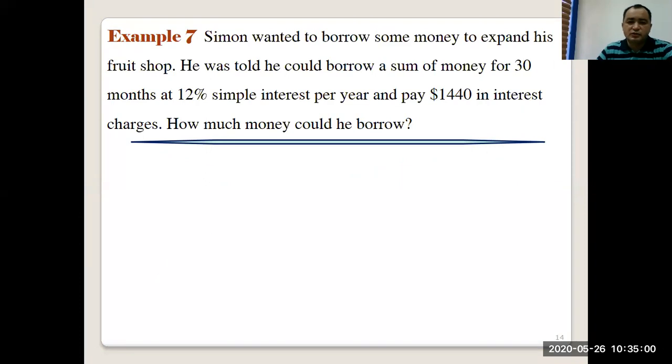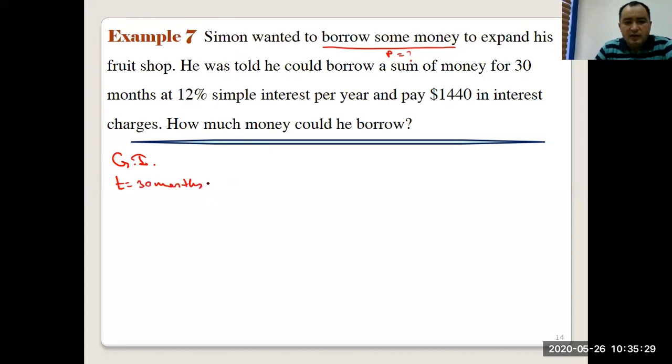Okay, that's a question. When we are solving this kind of questions, I mean, any question related to interest, first, we have to write what is given, right? Here it says that Simon wanted to borrow some money. How much money, we don't know, right? And let's say that is actually P, that's our principle. We don't know this. And he was told he could borrow a sum of money for 30 months. So time is 30 months.